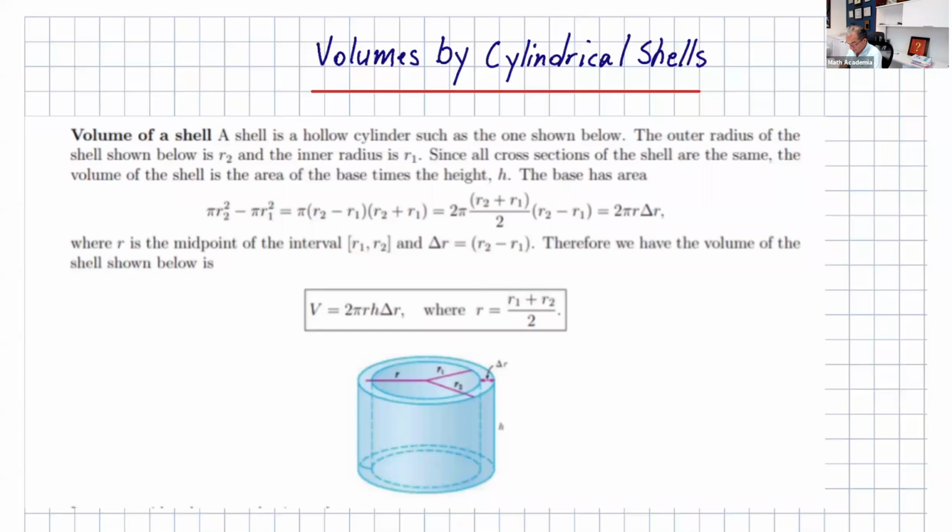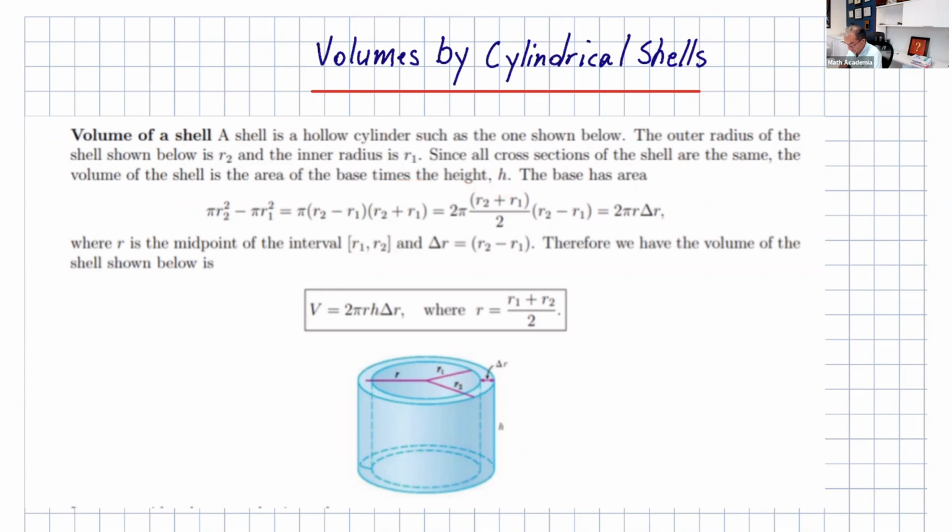The outer radius of the shell shown is R2. It's that one. And the inner is R1. So it's that one. I think it's pretty straightforward. Since all cross sections of the shell are the same, the volume of the shell is the area of the base times the height, h. And this is the height.